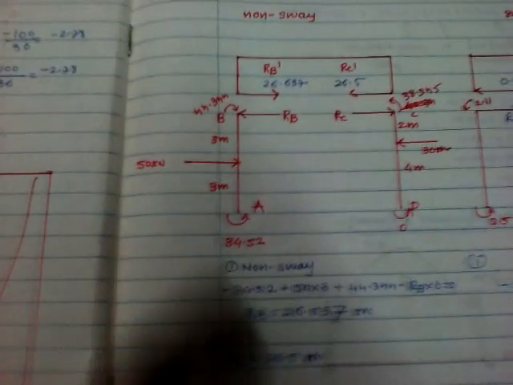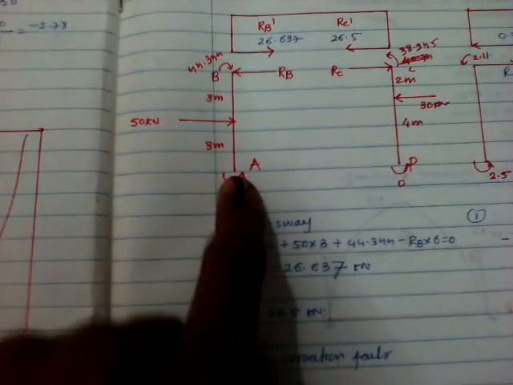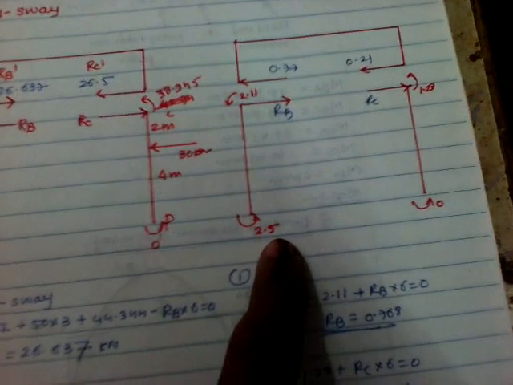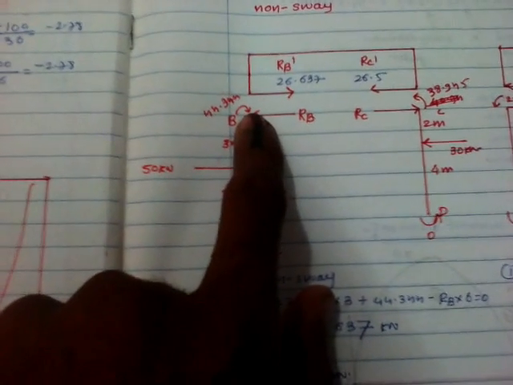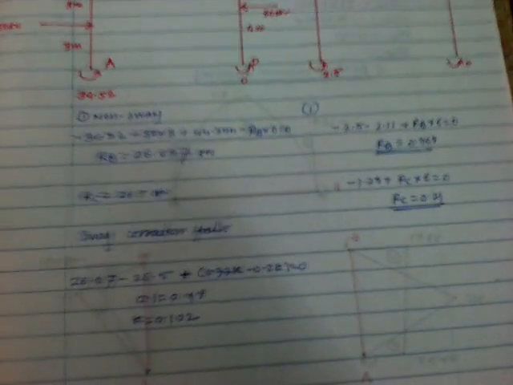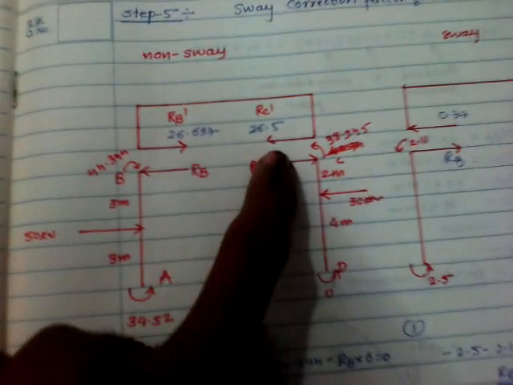Okay, so in non-sway we are taking all the moments. We are taking all the forces, and we are taking the summation of moment at one point equal to 0, and we are getting the value. Similarly here we are doing all these things. These values we put here are the non-sway moment calculations, which are calculated from the distribution table, and these values are also calculated from the distribution table. So after that, by taking the summation of moments, we get this value, 26.673.